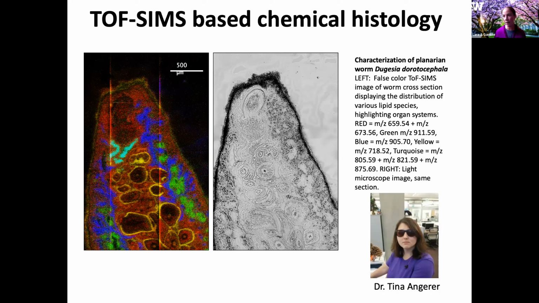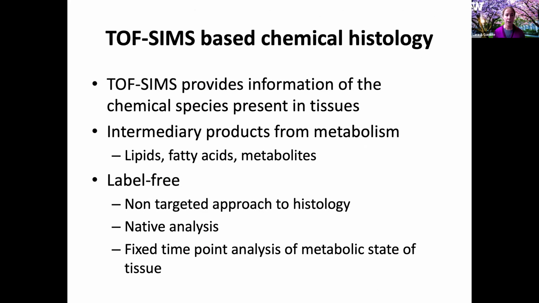So we can take a light microscopy image of the worm and then put it in the TOF-SIMS and get a TOF-SIMS image of the worm. And you can see all the different features coming out really nicely, even within just a couple of cell, 2 cell thicknesses of these different areas within the worm. So we can show the utility of TOF-SIMS for giving information about the chemical species that's present in tissues.